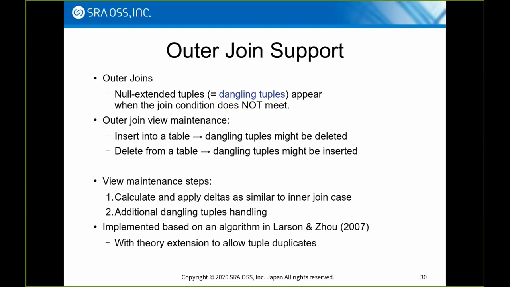As a result, the view is maintained in two steps. First, calculating and applying deltas similar to the inner join case. And second, handling additional dangling tuples. I implemented this based on Larson and Zhou's algorithm with some theory expansion to allow tuple duplicates.